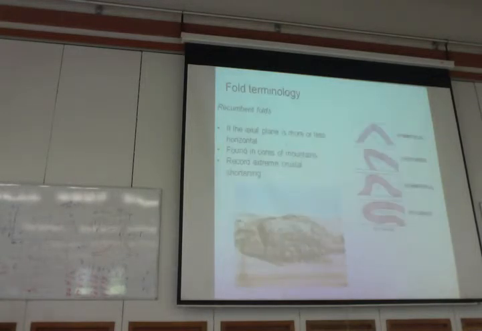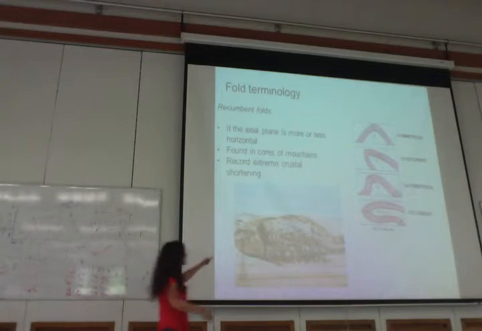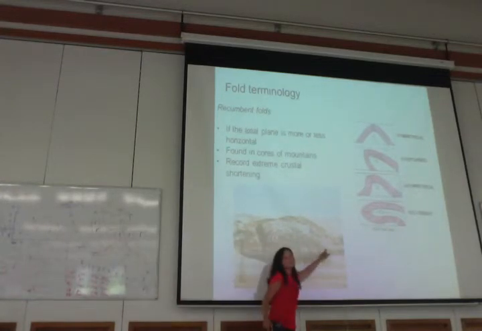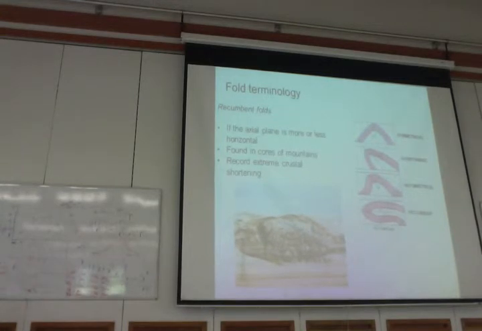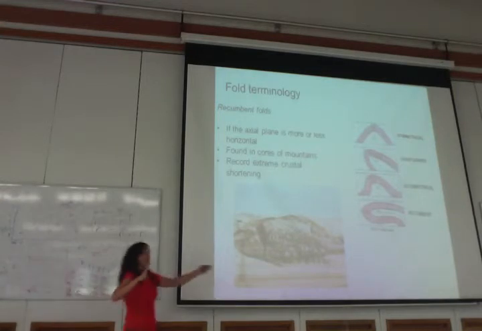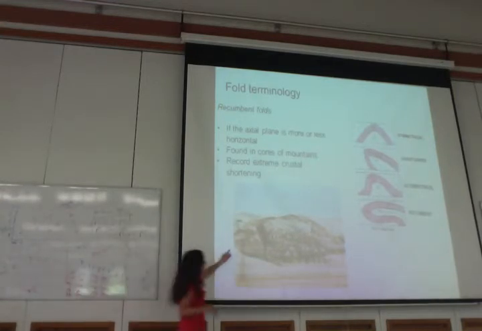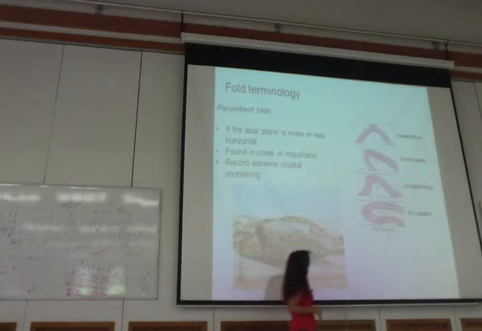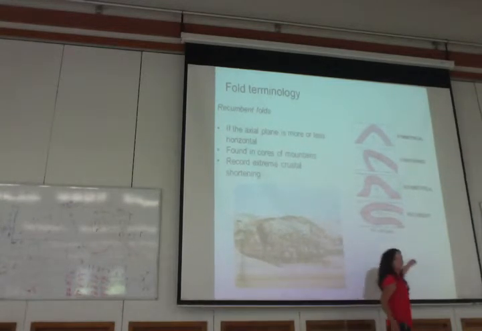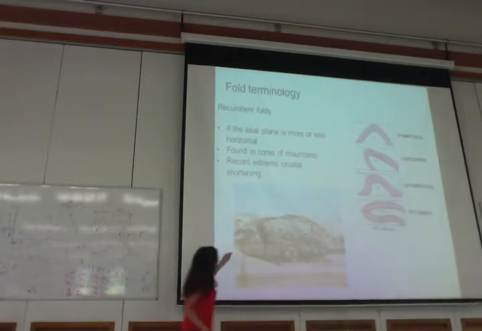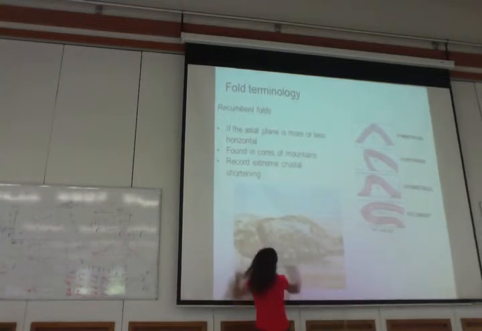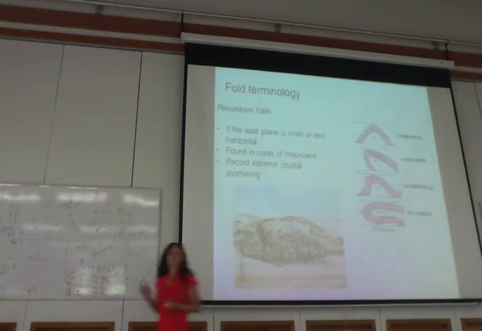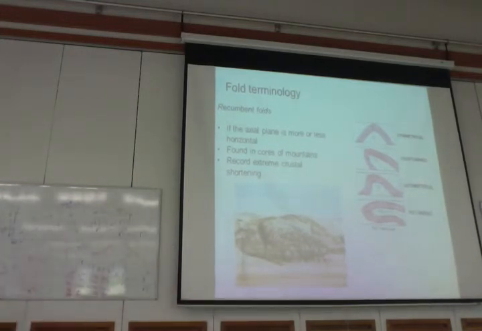And if that fold gets pushed over even more, so that the axial plane is actually more or less horizontal, we call that a recumbent fold. And this is produced under regimes of extreme compression. And this results in extreme shortening of the crust. You imagine if all these layers were laid out flat, that would have been the initial length of the crust. But through folding like this, we've shortened what might have been this length of crust into something that's only this long. Because compression always wants to shorten the crust, it wants to compress it.